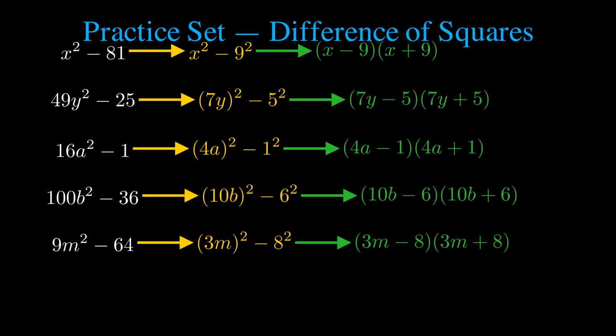Difference of squares is easy when you remember this. Two squares with a minus sign always factor as minus then plus. That's it.